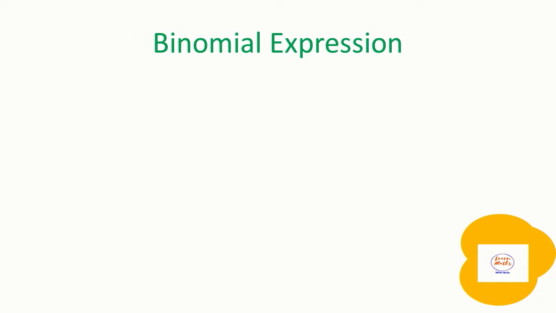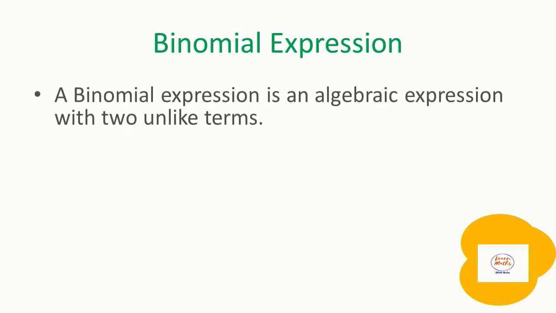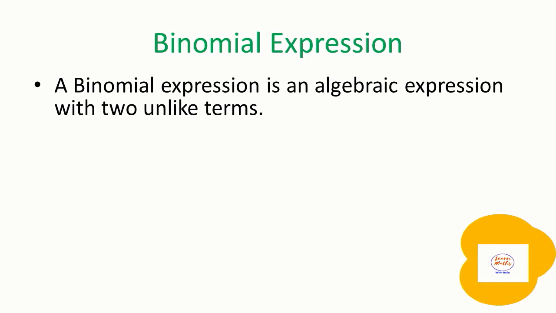You have a binomial expression. And a binomial, from the word bi, like when you say binary, that is 2. So using it to draw conclusions, you can say a binomial expression is an algebraic expression with two unlike terms. Look at the word unlike. That means that the terms in the expression are not the same. They don't look alike. So a binomial expression is an algebraic expression with two unlike terms.